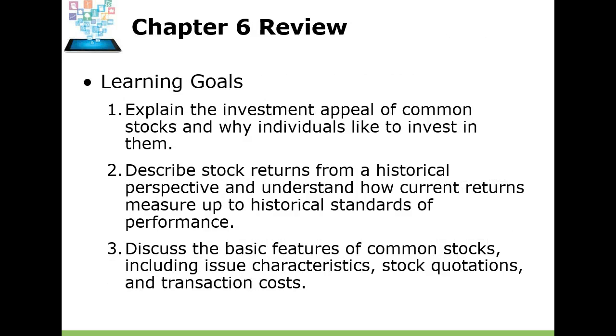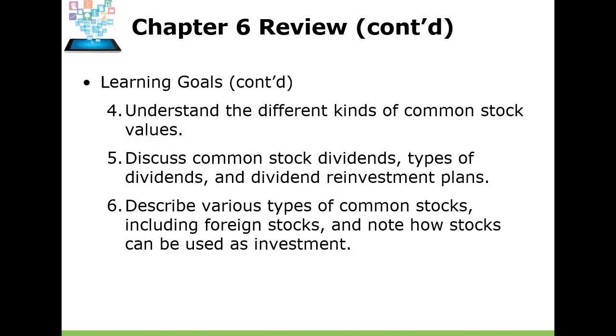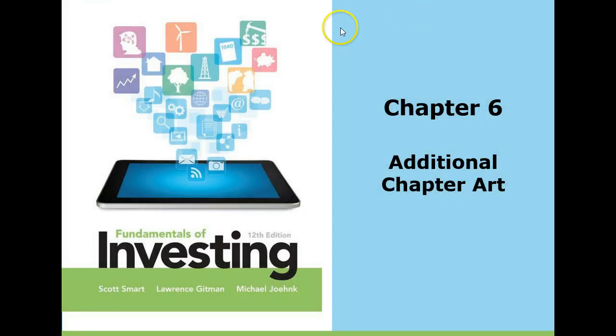Okay, so that's the end of chapter 6, and we reviewed the basic appeal of common stocks, why we love them, and described the different returns, historical, and different standards of performance. We talked about stock quotes and stock costs and characteristics. We understand different types of common stock values, discussed all sorts of dividends, including dividend reinvestment plans, and described various types of common stocks. And who knew that learning goals 5 and 6 would be as long as the first 4, but that's what happened today. Okay, so that is chapter 6.